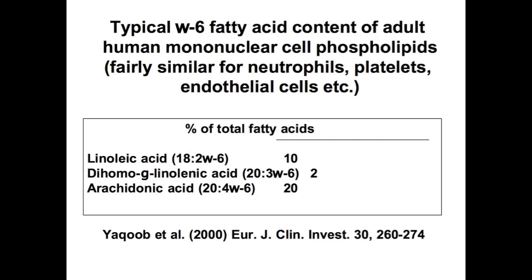So if you go to the lab and you measure the sorts of fatty acids in the white cells taken from the blood of people like yourselves, then this is the sort of picture you get. So what we do is we express the different fatty acids as a proportion of the total. So altogether there's 100% of fatty acids in the membrane of these cells. That's the way we express it to make it simple.